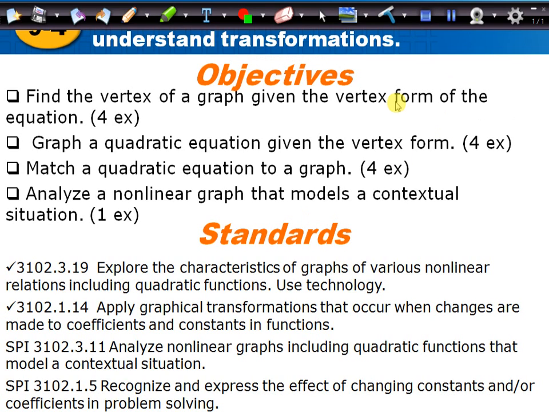Today's lesson is 9-4, day 2. Our objectives are to be able to find the vertex of a graph given the vertex form of the equation, to graph a quadratic equation given vertex form, to match a quadratic equation to a graph, which we'll do in class, and also to analyze a nonlinear graph that models a contextual situation, again, which we'll do in class.